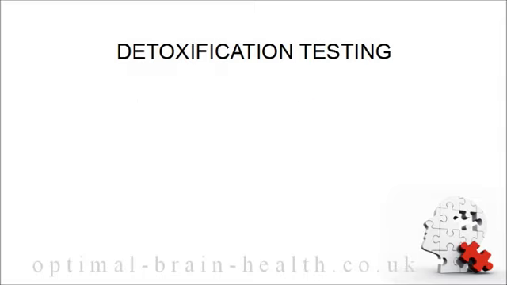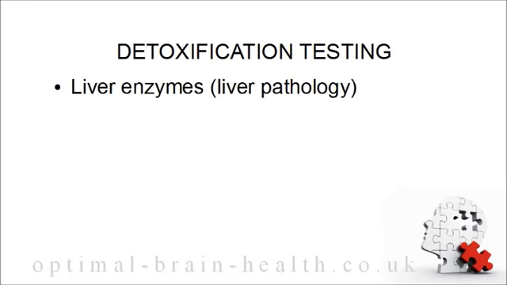Some other tests. You can look at liver enzymes, and in particular two called ALT and AST. Now doctors often look at these in their blood testing, and it's more of a medical test really. It's looking for liver pathology more than simply increased toxic load, which is what we're interested in.